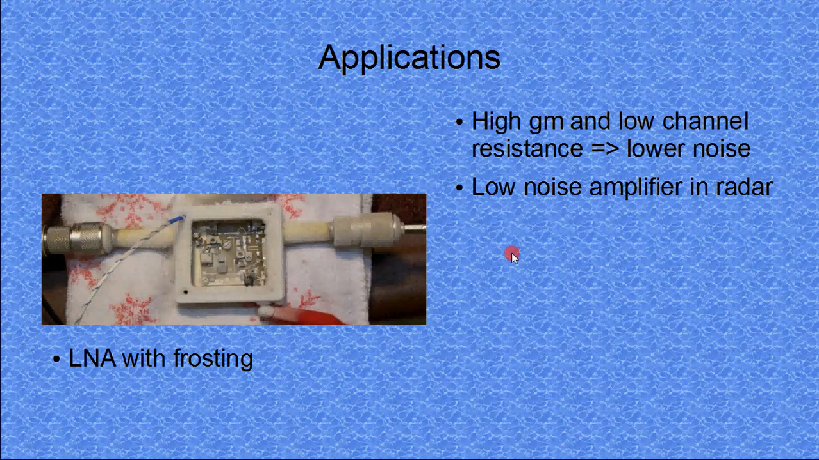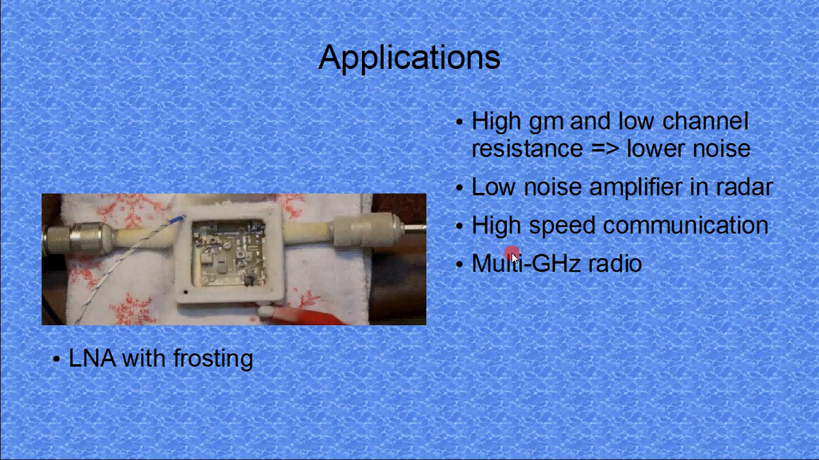Here I have a picture of an LNA which is cooled down with a lot of frosting. This is to get into the region where you have less impurity scattering and take advantage of the high mobility of HEMTs. Alright, thanks. That's all I have.